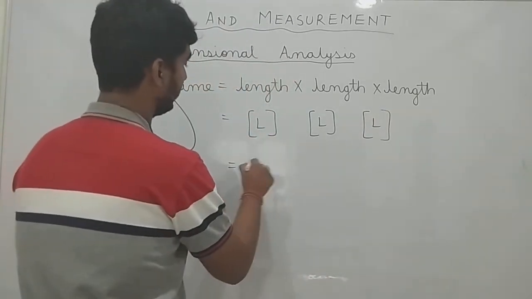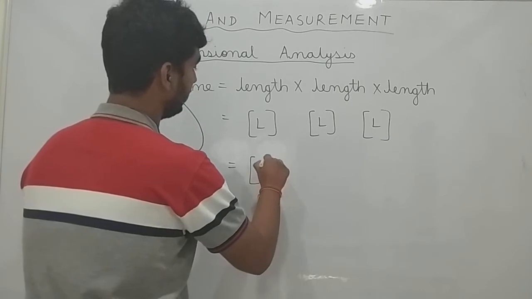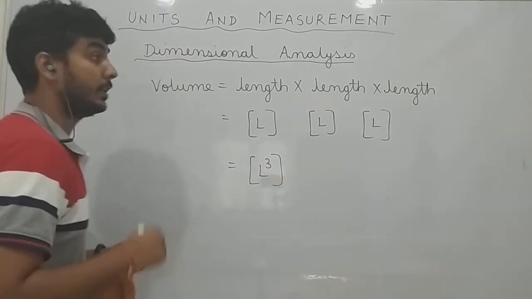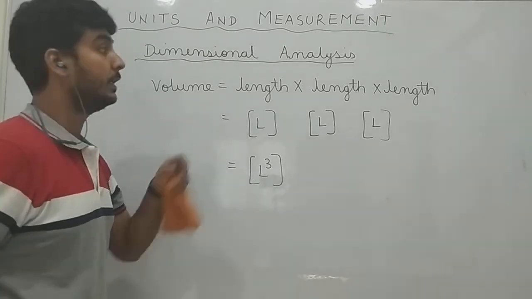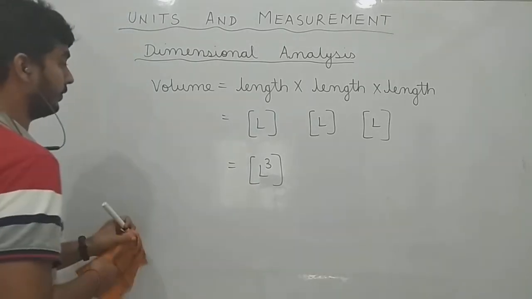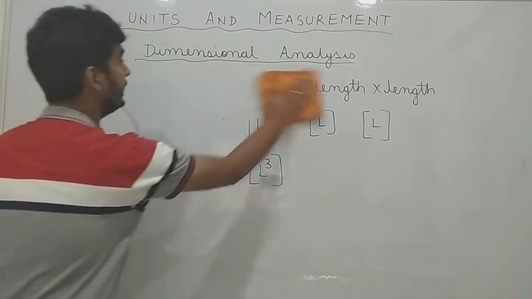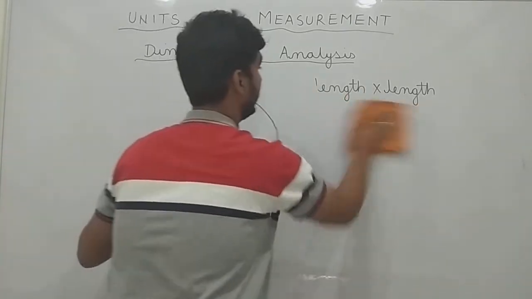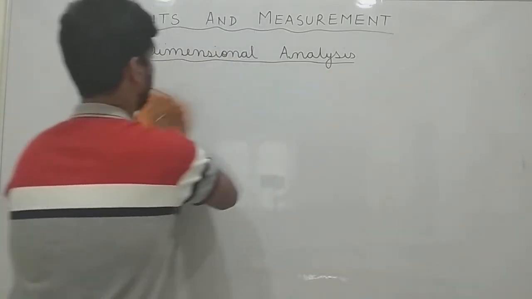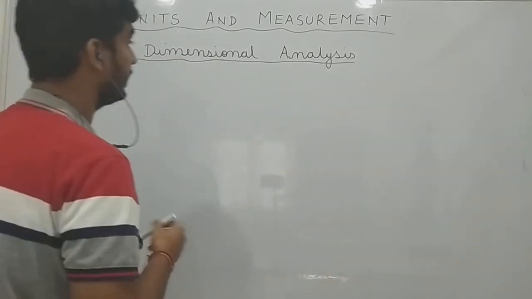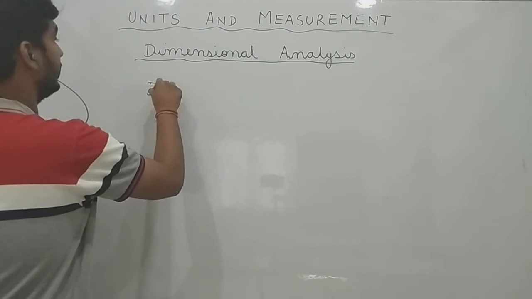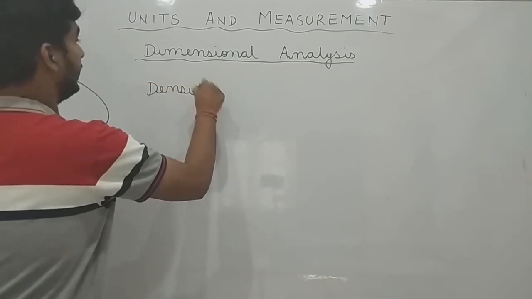So the product will come out to be L cubed. So the dimension used to represent volume will be L cube. Similarly, let us find one more, density. Now the dimension, how to represent density? Density is one more derived quantity, it is not a fundamental quantity. So density, how can you represent density?